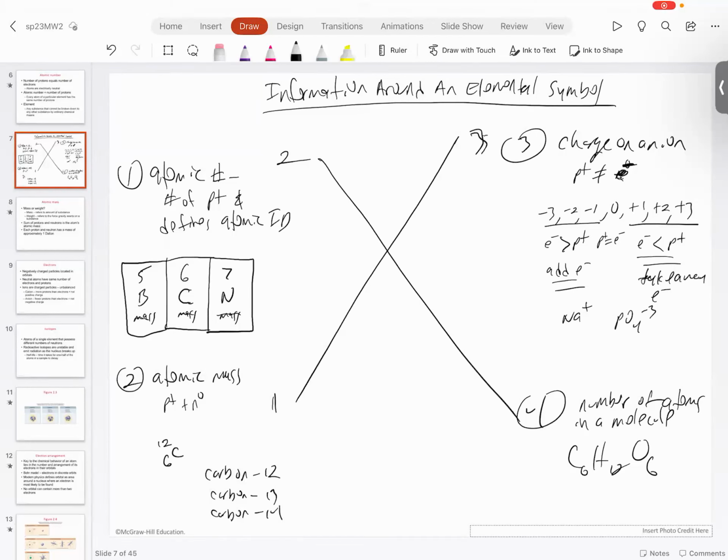But in position 4, it basically says that in one molecule of glucose, how many carbons do I have? 6. How many hydrogens do I have? 12. And how many oxygens? 6. So this is the number of atoms of oxygen, carbon, and hydrogen in one molecule of glucose. Okay, that's what position number 4 is telling you.